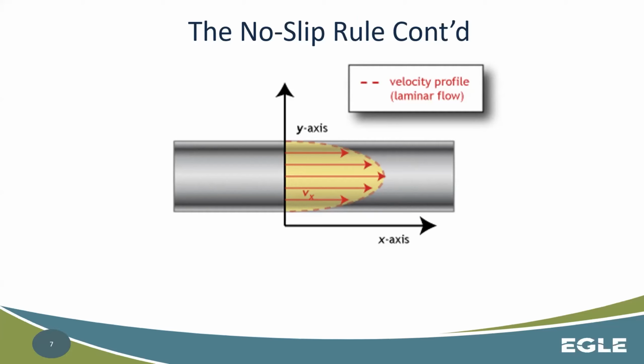So essentially, it takes less energy to move the water down the middle of the pipe than it does to move it along the edge of the pipe. And therefore, the middle of the pipe is the path of least resistance.